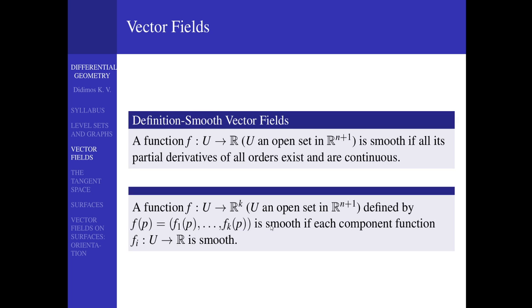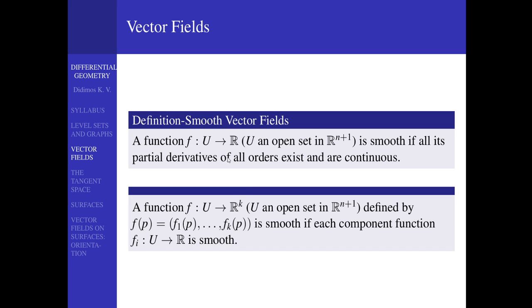This is the definition of a smooth vector field. A function f from U to R is smooth if all its partial derivatives of all orders exist and are continuous. This is just a property of a function. Using this property, we will define smooth vector fields. A function f from U to R^k, where U is an open set in R^(n+1), defined by f(p) = (f1(p), f2(p), ..., fk(p)), is smooth if each component function fi is smooth.